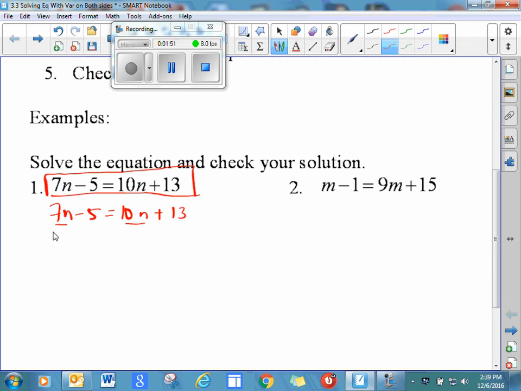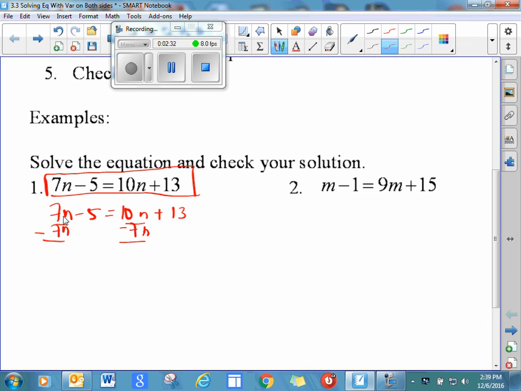I can either subtract 7n, because this is a positive 7n, from both sides, and that moves all my n's over here. Or I can subtract 10n from both sides, and it moves all my n's over here. It's your choice, but generally I subtract the smaller one from the bigger one so that the coefficient of my variable is positive whenever possible. So I'm going to subtract 7n from both sides. This is just like adding or subtracting a number, but now you're adding or subtracting a mess of variables.